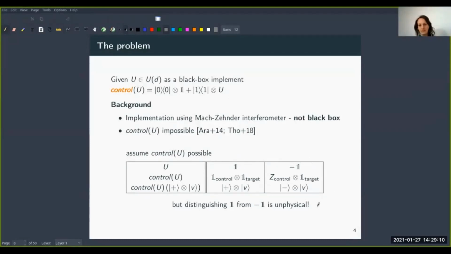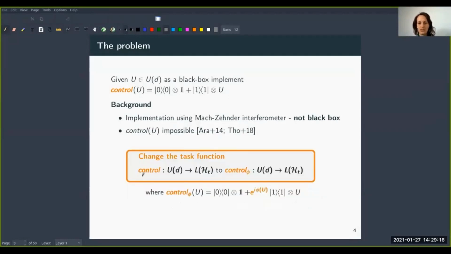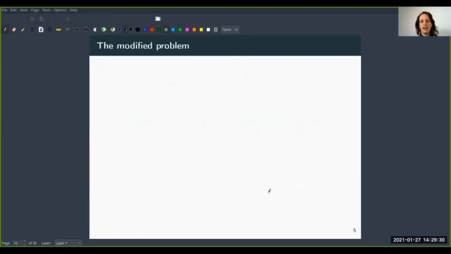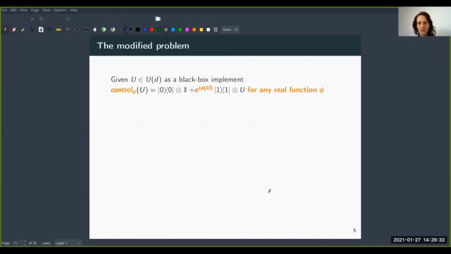That's the contradiction. We need to relax our task function, so we will change it from control to control phi, where on input U, control phi of U is a linear operator which implements controlled U up to phase phi. And this is a relaxation of the problem, because we are interested in implementing control phi of U for any real function phi.